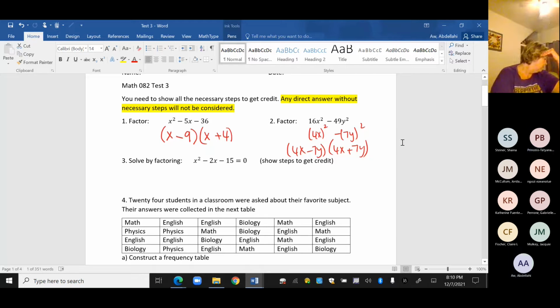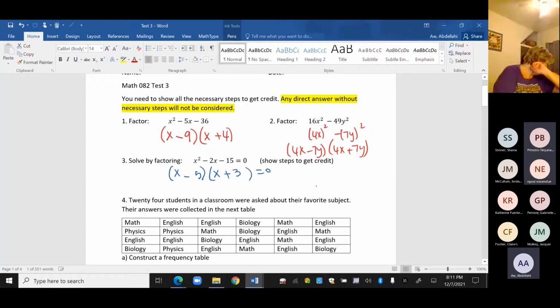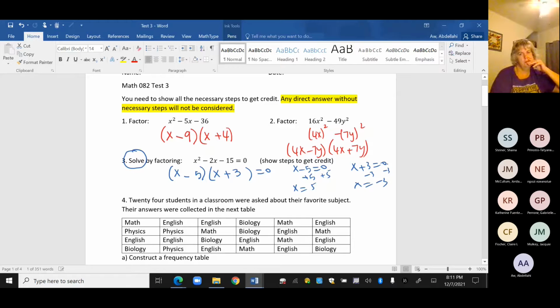All right. So the next one here, we factor before we solve. It factors as x minus 5 and x plus 3 equals 0. So we're not done here because it says solve. We have to keep going. So it's x minus 5 equals 0. We add 5 to both sides, we get x equals 5. And x plus 3 equals 0. We subtract 3 from both sides, we get x equals negative 3.